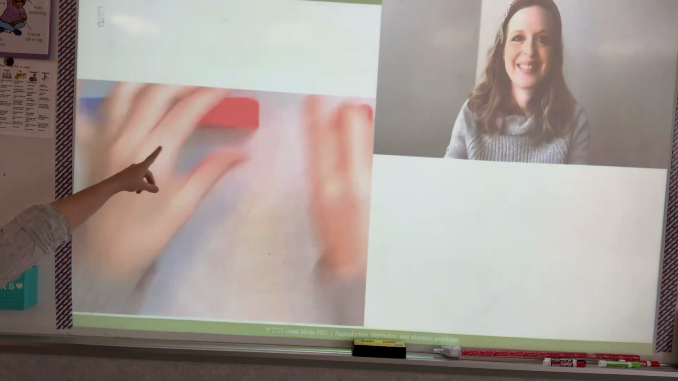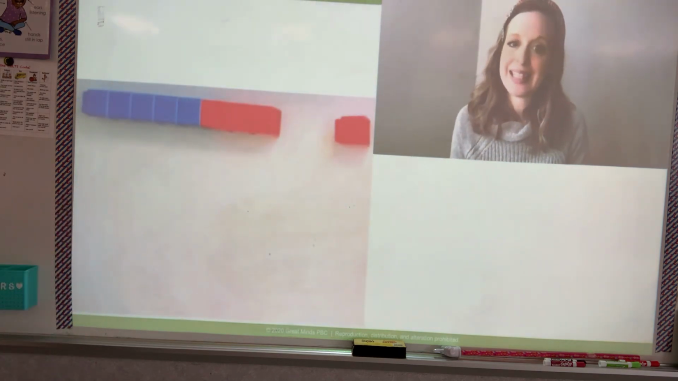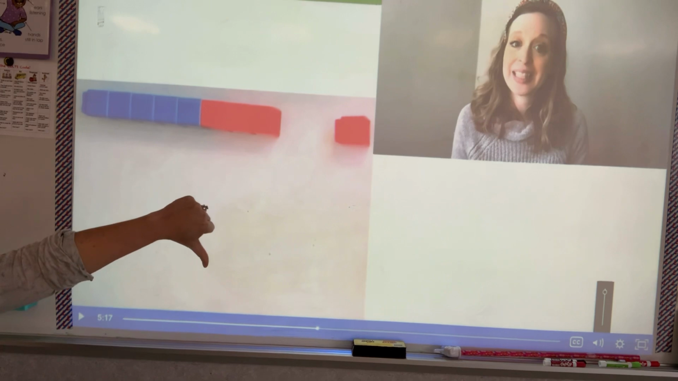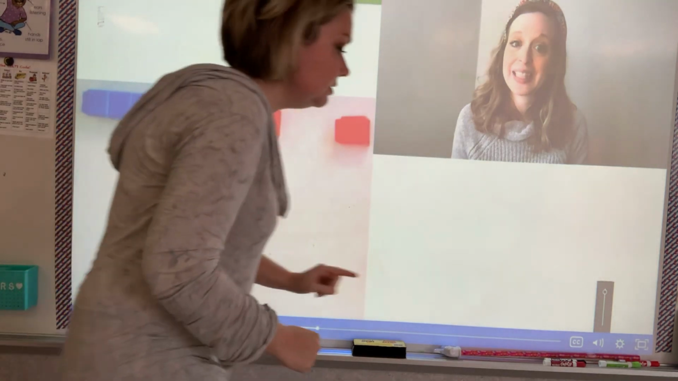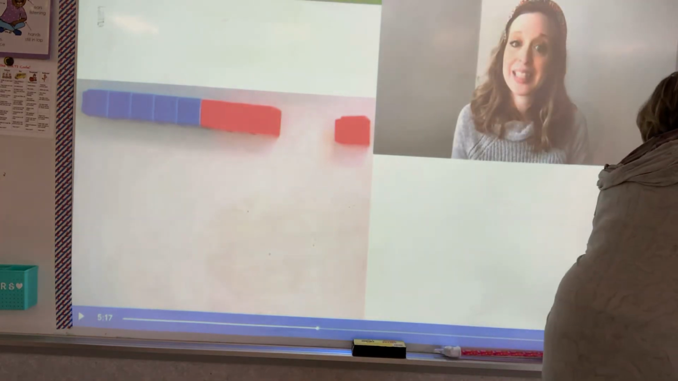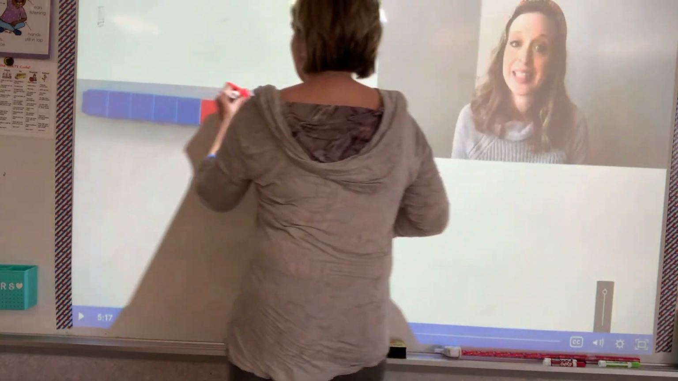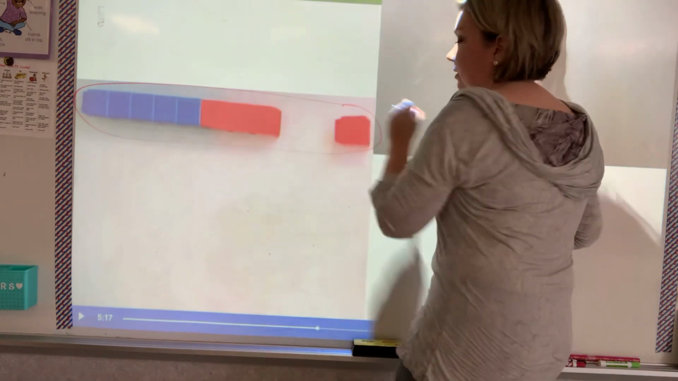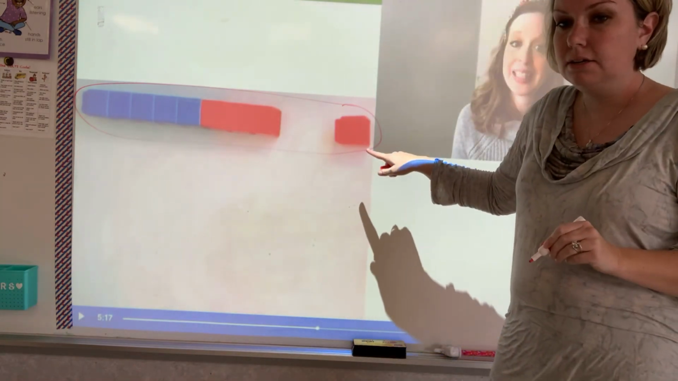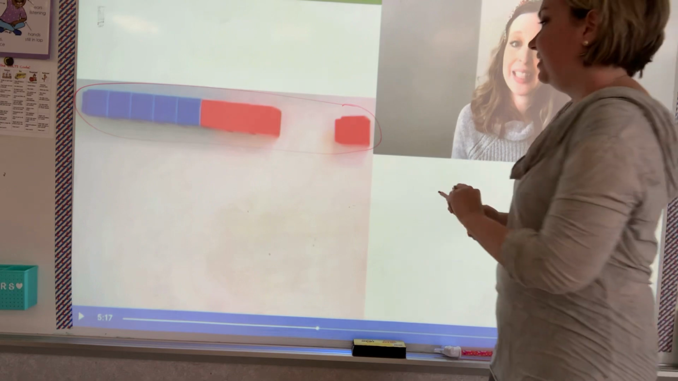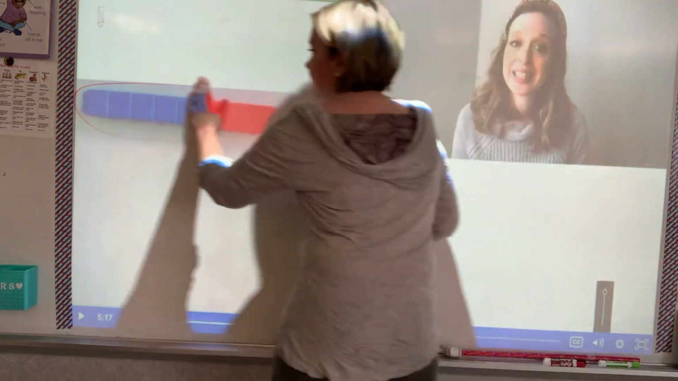Do like what she did and space it. Do we still have 9 cubes altogether? Thumbs up if we do, thumbs down if we don't. Do we still have 9 cubes all together? Think about what she's asking. All together means this. Is there still 9 there? Yeah, there is. Let's see what Miss Emily says.